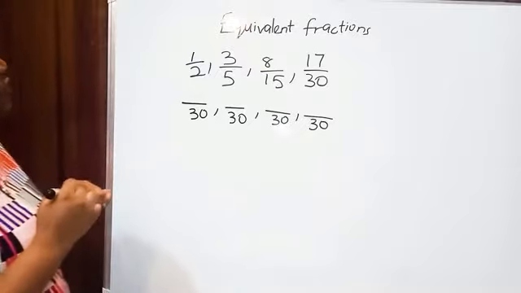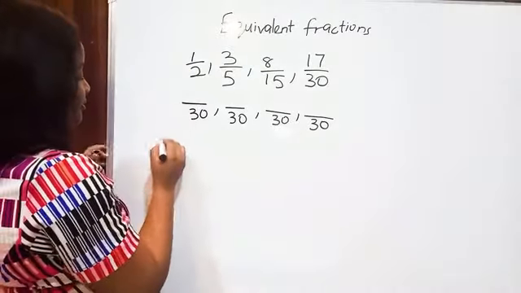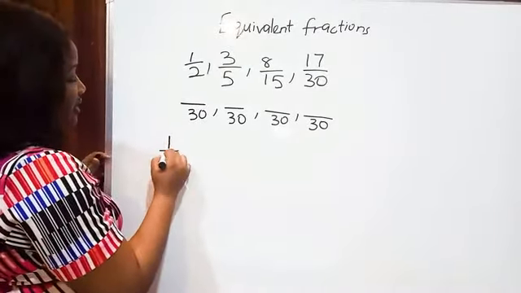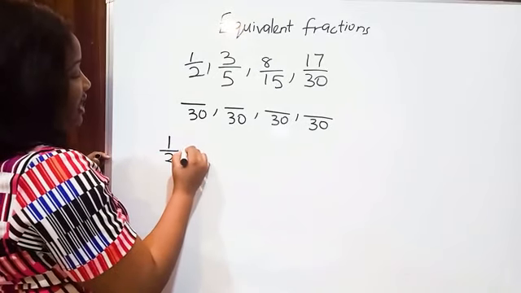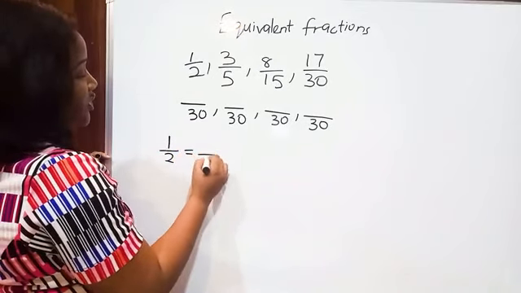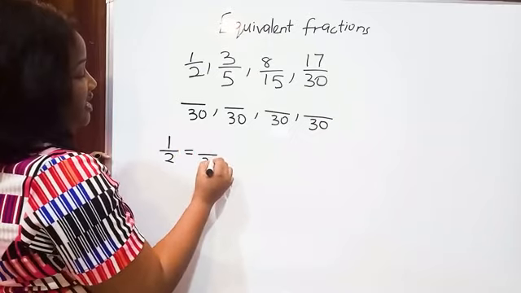So now, how do we do it? Let's make half. Let's find the equivalent fraction of half with a denominator of 30.